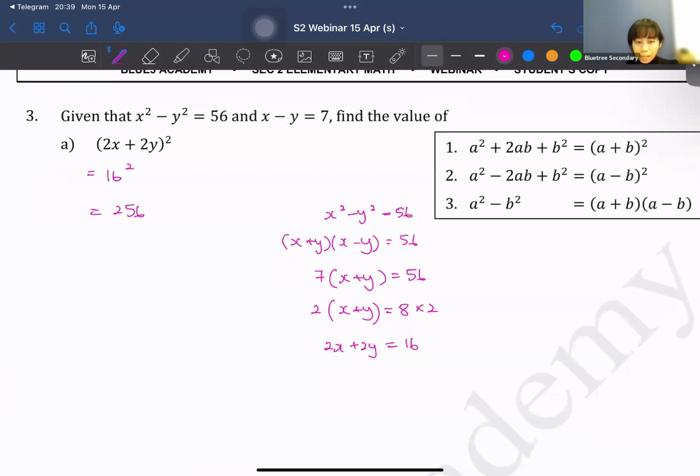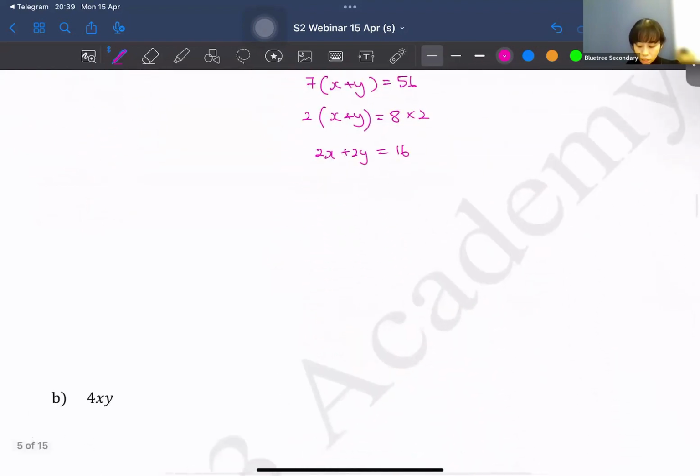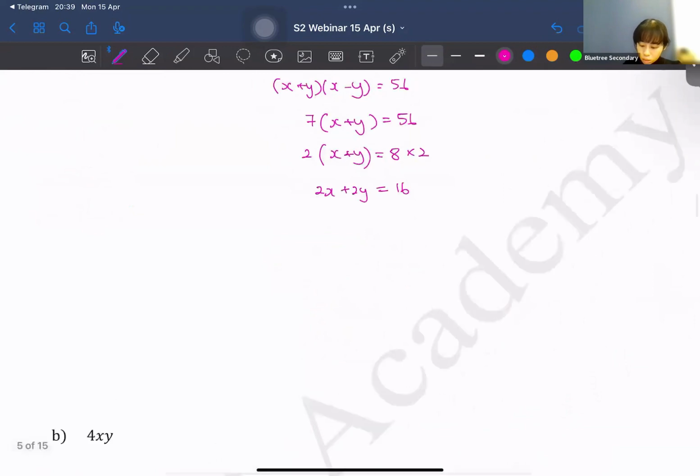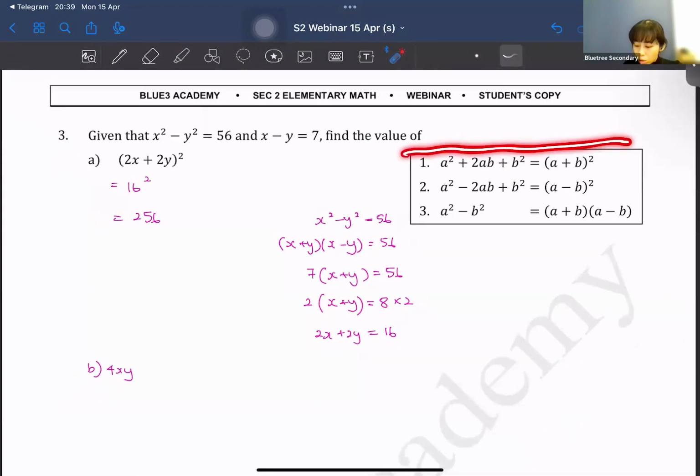Okay, so part A is still pretty straightforward. Part B is the one that is a little bit more challenging. I'll just copy part B to the top because it's a little too far below. So part B, what we are looking for is 4xy. Then you look at your identities. You're like, I've got 4ab, man. Where in the world is the 4ab?